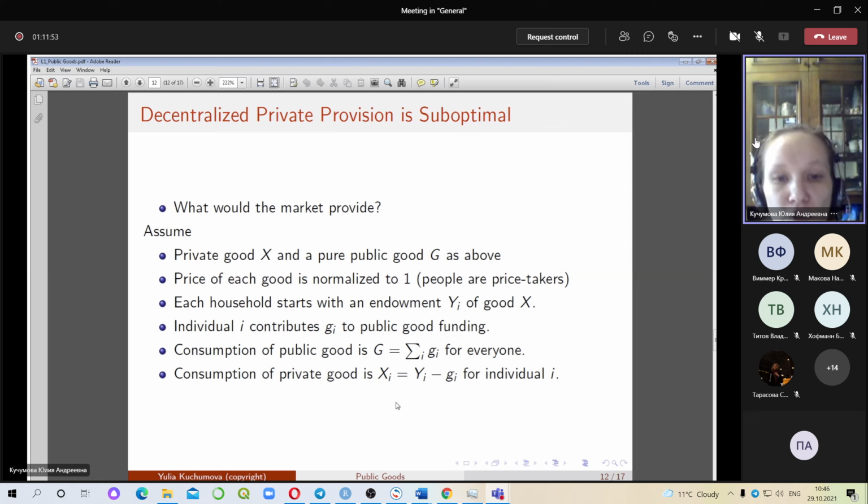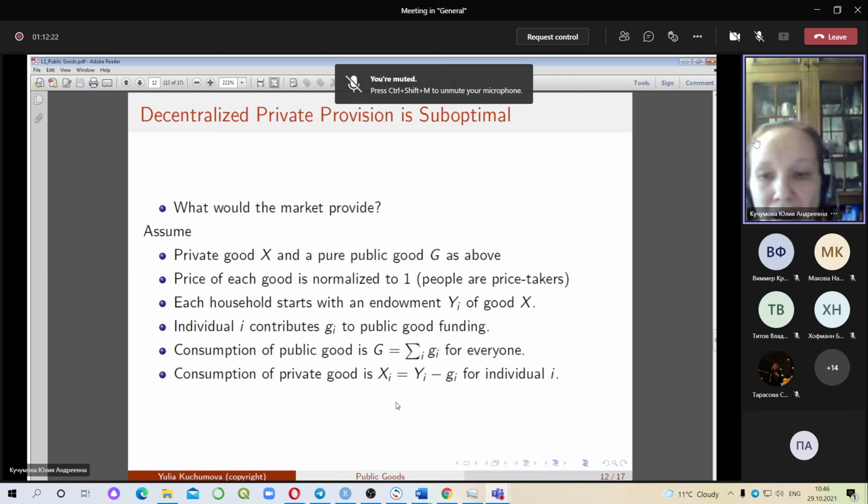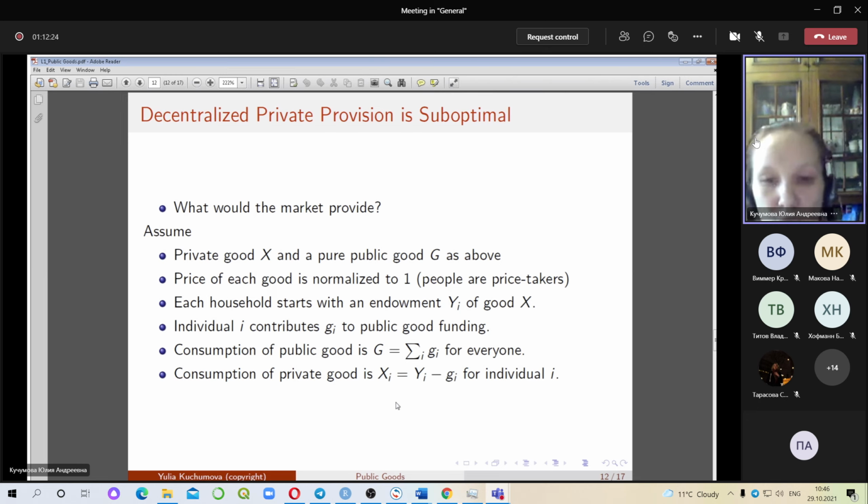We assume that each individual contributes a little gi to public good funding. And then the amount of public good that is produced is equal to the sum of the total contributions. So capital G is equal to the sum over i of little gi. And then consumption of private good is equal to the difference between the endowment yi and the contribution to the public good gi. You see the difference?